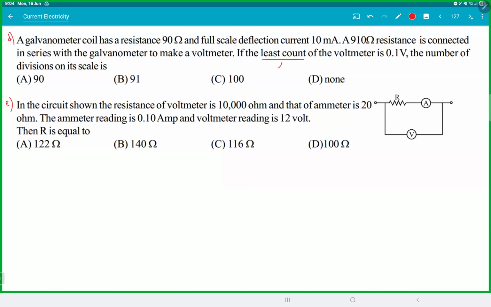Least count. This comes in instruments. This is the smallest measurement you can make, or the length of the division. So this voltmeter can measure anything in terms of 0.1, meaning 1, 1.1, 1.2, 1.3. Get them both. You got 2 minutes.